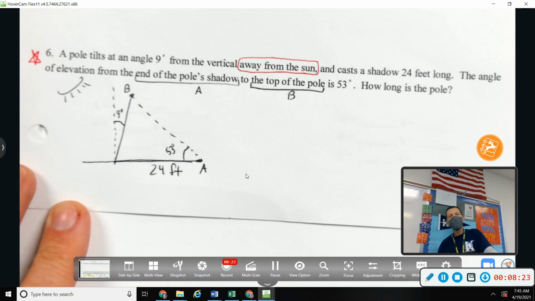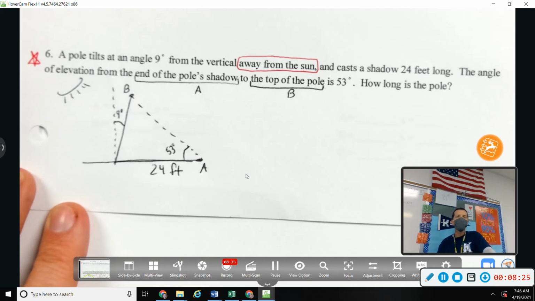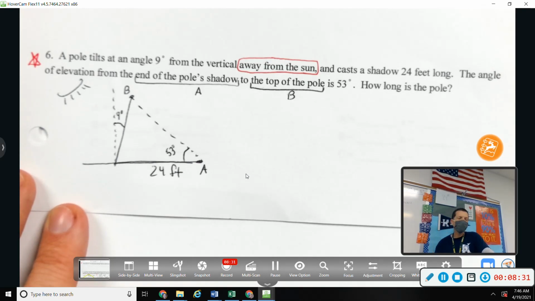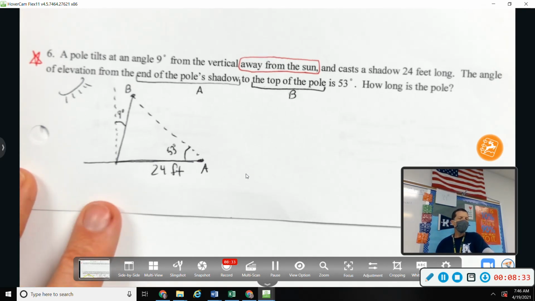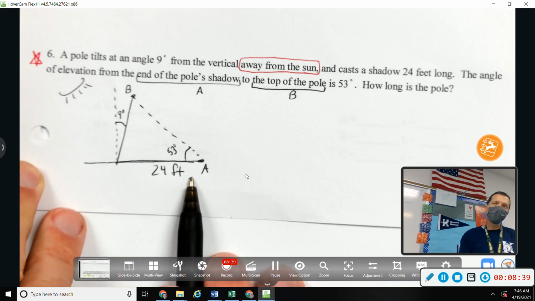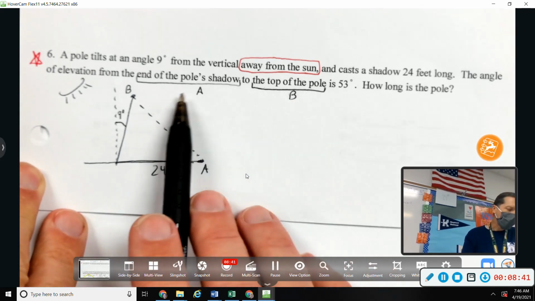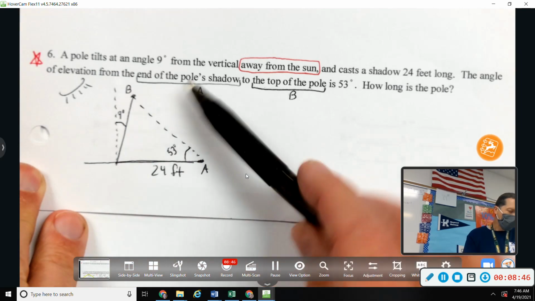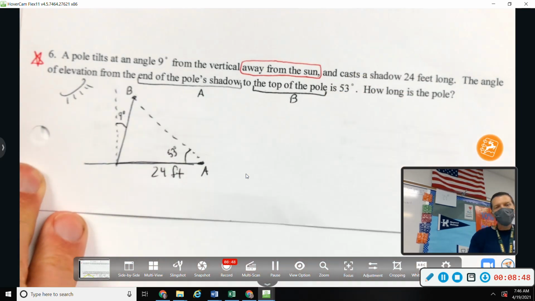So to me, this problem's a little tricky to set up because you're measuring from vertical, which is a little bit weird. You know that you're measuring away from the sun rather than toward the sun. And then this angle of elevation, although that's really the only spot you could have an angle of elevation from. But it does explain it carefully if you read it. Into the pole's shadow to the top of the pole, that angle we rotate through is 53. How long is the pole?